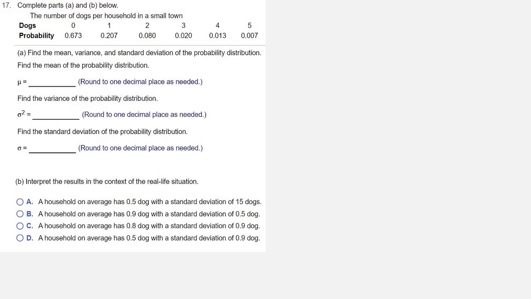So we're given a probability distribution that has the number of dogs numbering from 0 through 5, and then the probability of finding a household with that many dogs in the next row. Part A asks us to find the mean, variance, and standard deviation of the probability distribution. And Part B wants us to interpret the results in context of the real-life situation.